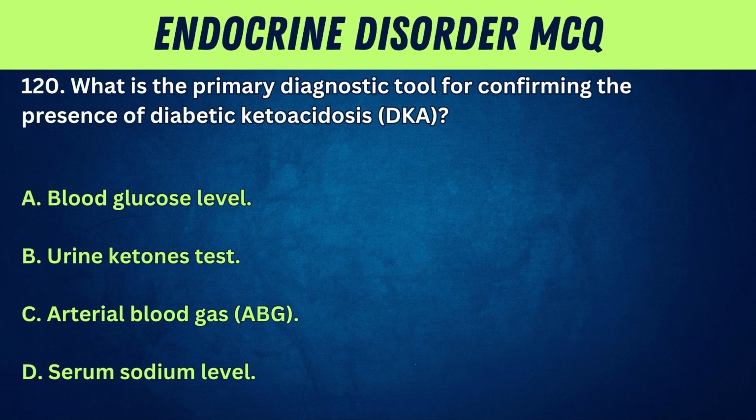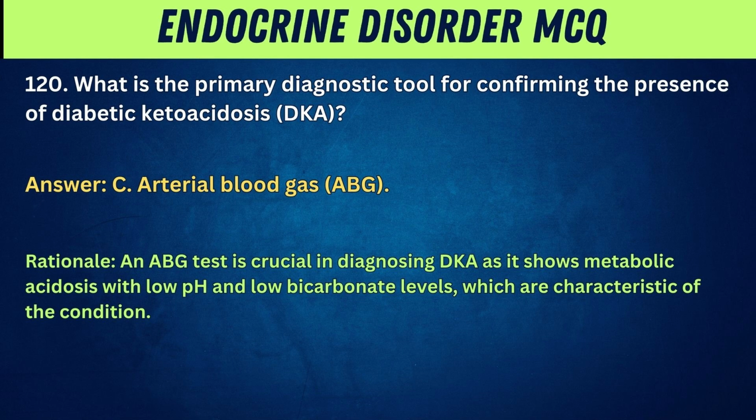120. What is the primary diagnostic tool for confirming the presence of diabetic ketoacidosis, DKA? A. Blood glucose level. B. Urine ketones test. C. Arterial blood gas, ABG. D. Serum sodium level. Answer: C. Arterial blood gas, ABG. Rationale: an ABG test is crucial in diagnosing DKA as it shows metabolic acidosis with low pH and low bicarbonate levels, which are characteristic of the condition.